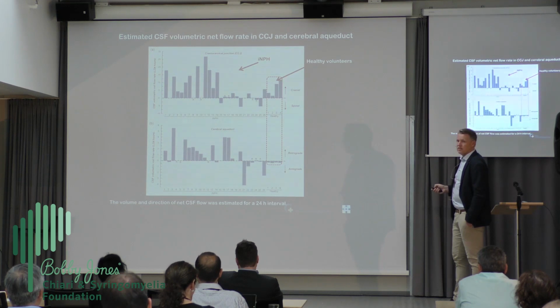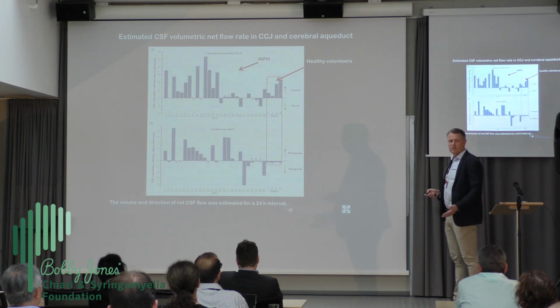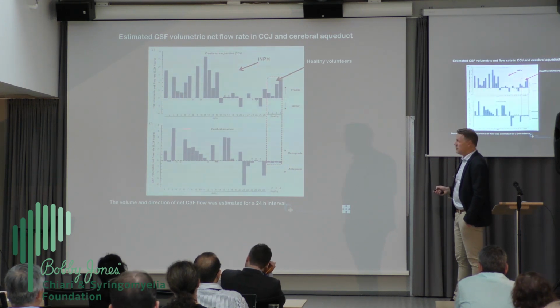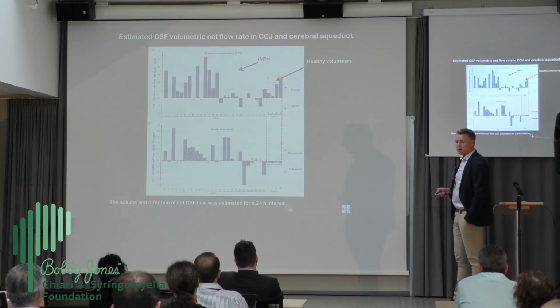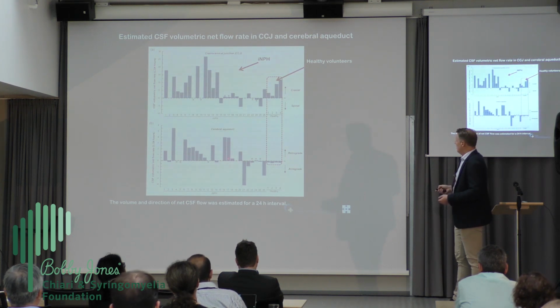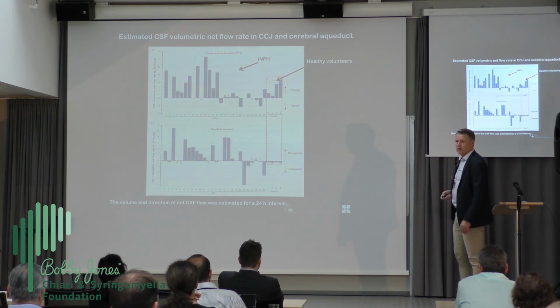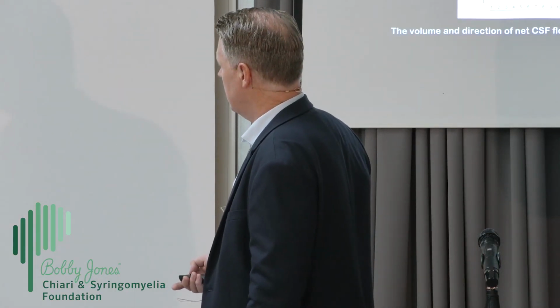And what has surprised us is that the net flow in the cranial cervical junction is upward, in the cranial direction. In the aqueduct, in many patients, it's in the cranial direction. And the volume is very much higher than we have been used to thinking. In the volunteers, again, in the CCJ, it's up, and in the aqueduct, it's from the third to the fourth ventricle.